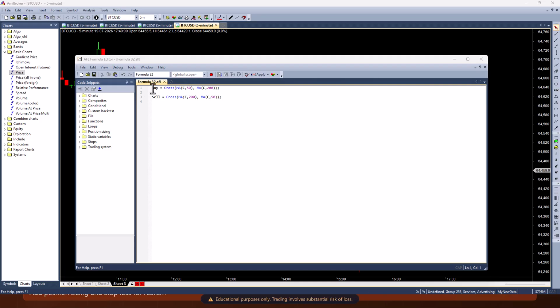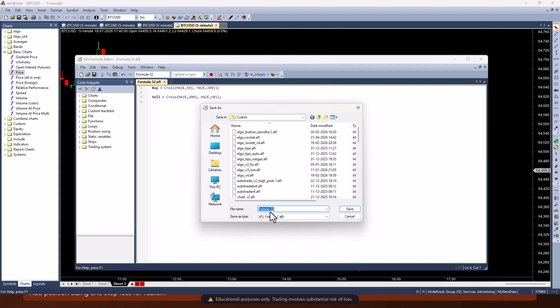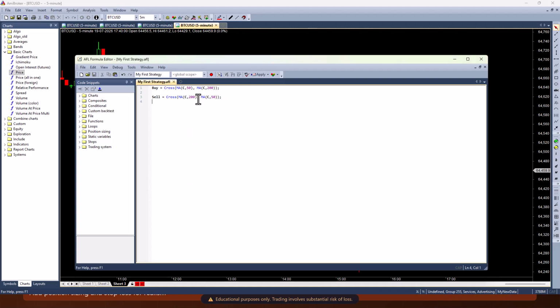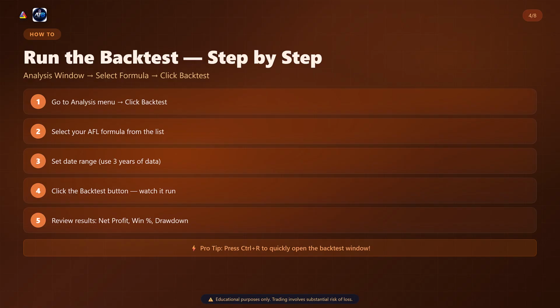Open the AFL editor in Amibroker. Type this for the buy condition. This means buy when the 50-day moving average crosses above the 200-day moving average. Then type this for the sell condition. This means sell when the 200-day moving average crosses above the 50-day moving average. That's it. Just two lines. Don't worry about other settings right now. Save this file. And we have a basic trading system ready.